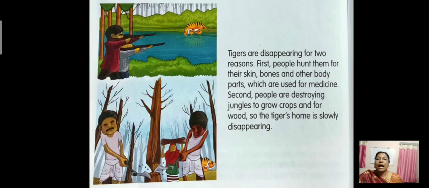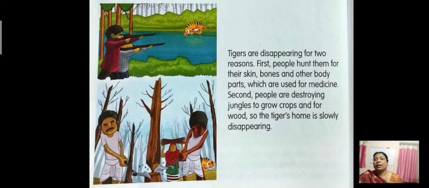First, people hunt them for their skin, bones, and other body parts which are used for medicines. So what people are doing, they are hunting, they are killing the tiger. You can see in the picture, they are killing the tiger. For what are they killing, children? Yes, they want the skin of that particular tiger, and they want the bones and also the other body parts which are used in medicine.